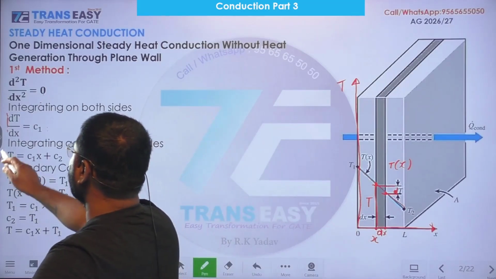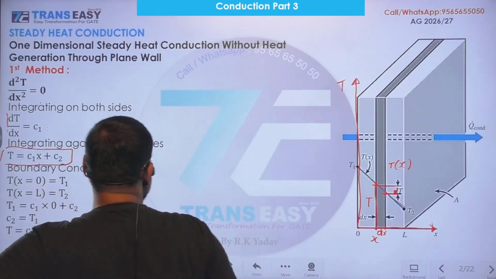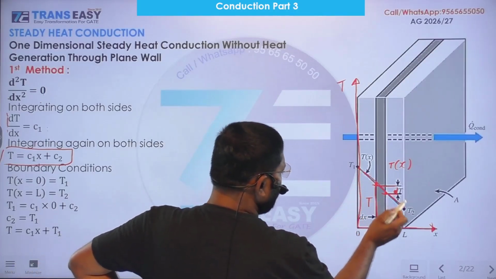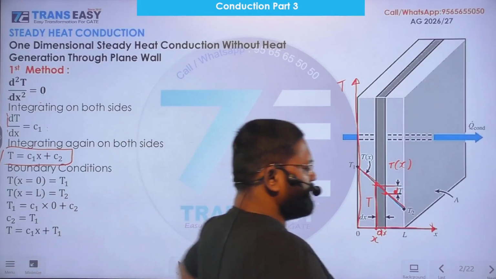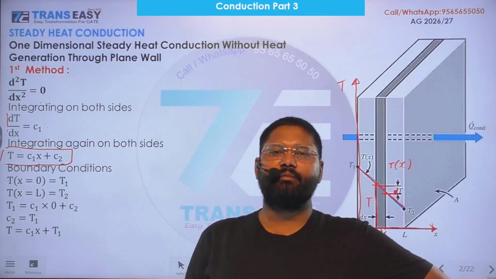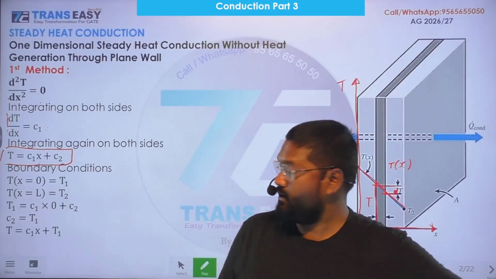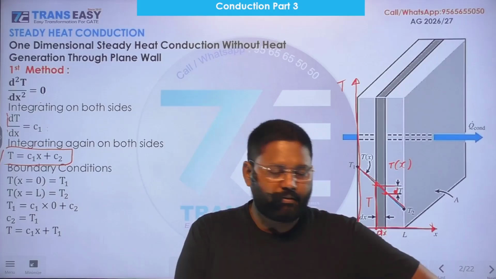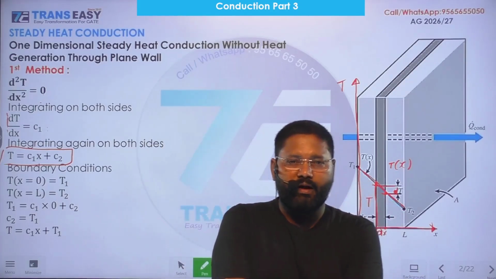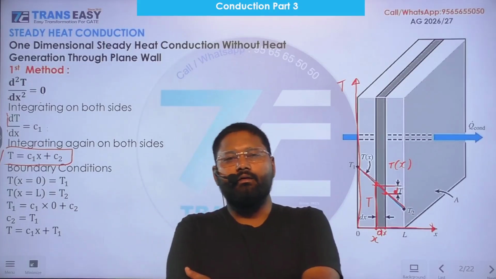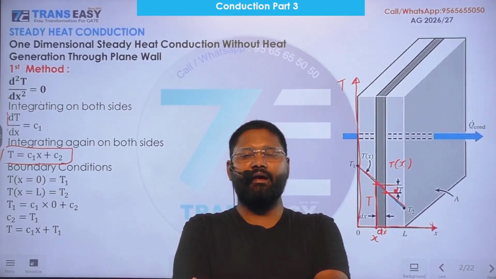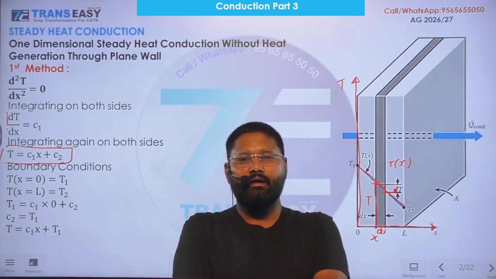Because here temperature is varying with x linearly, this is a straight line variation of temperature along the thickness of this plane wall. This result is providing a straight line temperature profile in the plane wall under steady one-dimensional heat conduction without internal heat generation.